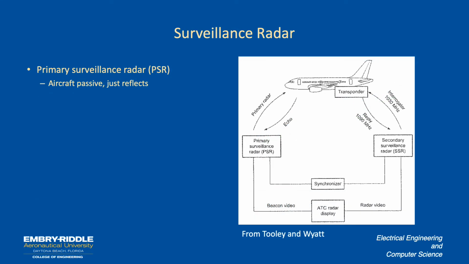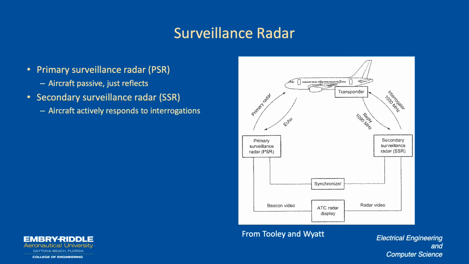So surveillance radar comes in two flavors, the primary surveillance radar and the secondary surveillance radar. And in primary surveillance radar, as shown in the image with the box on the left, you send out a signal and it just comes back, you get a reply. So it's a passive system as far as the aircraft is concerned, it's just sitting there reflecting.